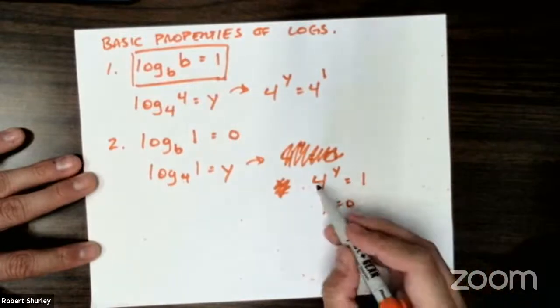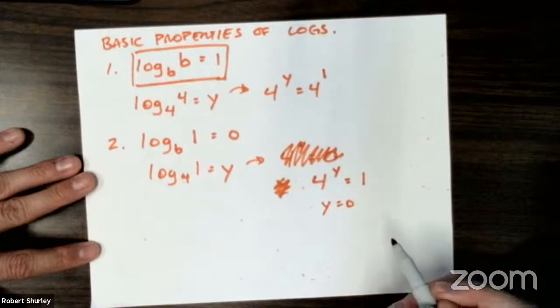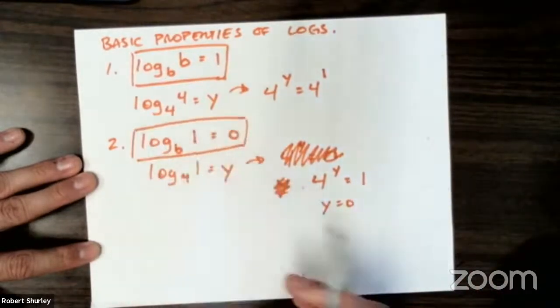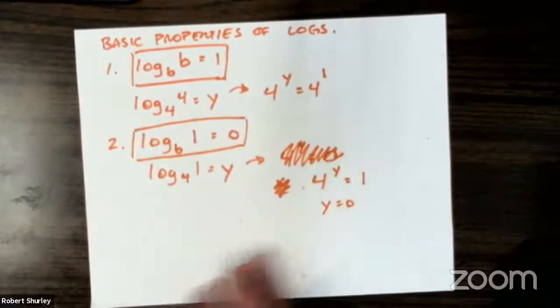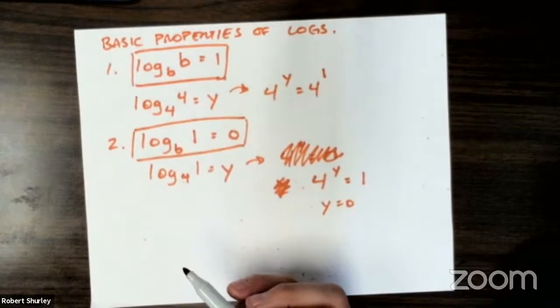Anything raised, it doesn't matter what this base is. If you raise it to 0, it's always going to equal 1. So that's why we have that second rule. Okay, I'm going to combine these here in a minute, and we'll use them as we go.